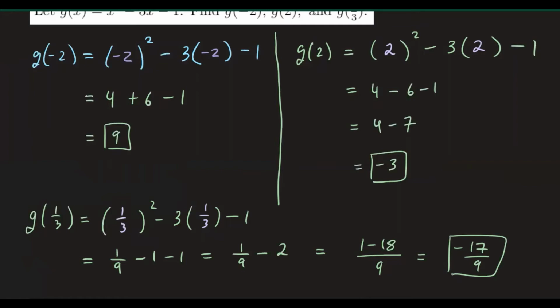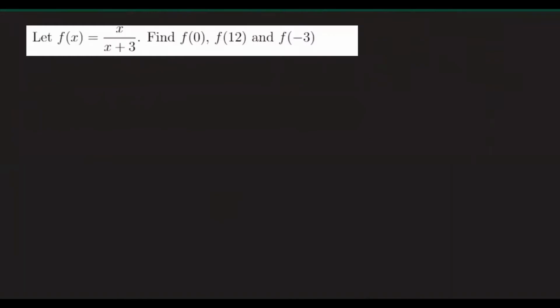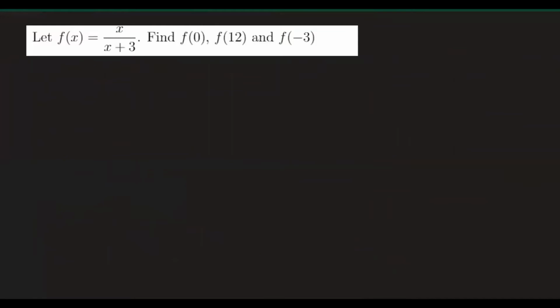Let's take a look at another example. So take a look at this one. Now we have a different function and we want to evaluate at 0, 12, and -3. So let's do the same thing. We'll plug in these different x values into this function. So for f of 0, we're going to insert 0 into x. So we have 0/(0 plus 3), which will give us 0/3. That's simply 0. So f of 0 is 0.